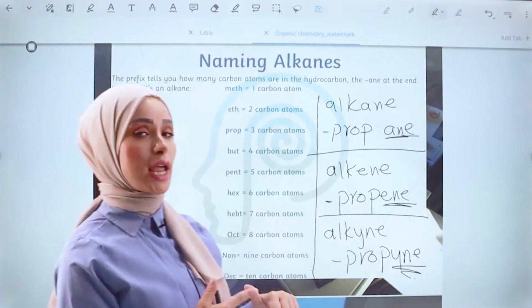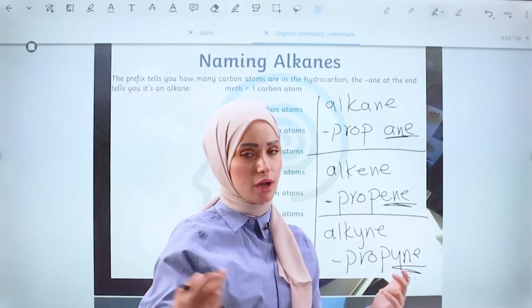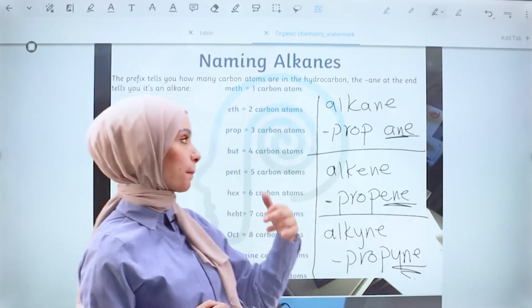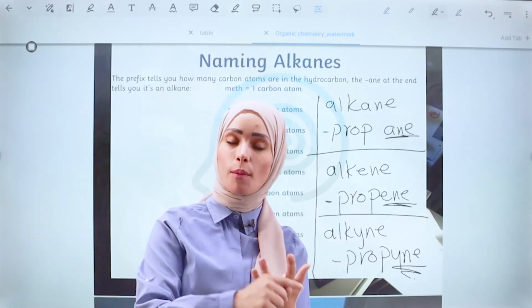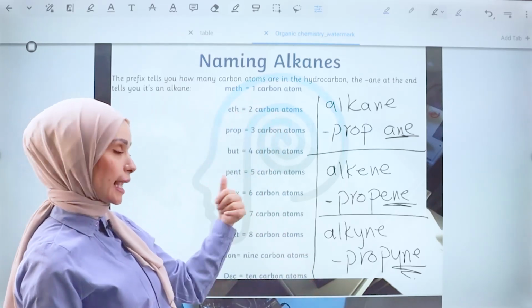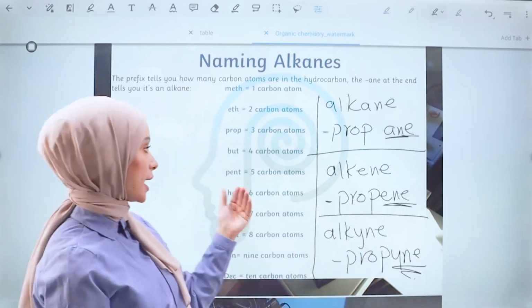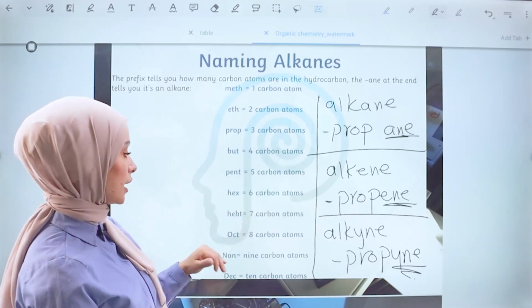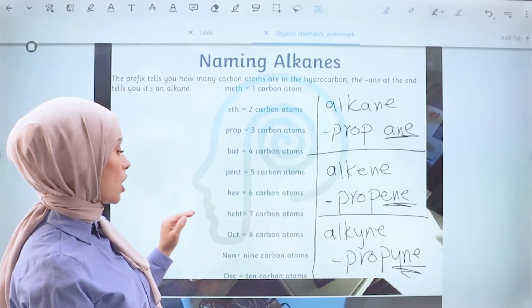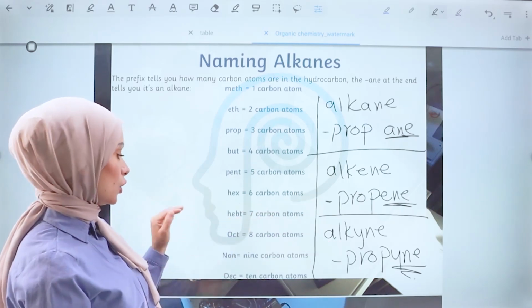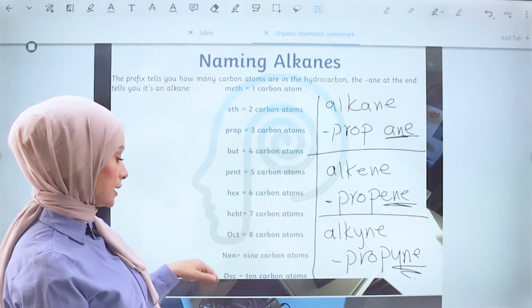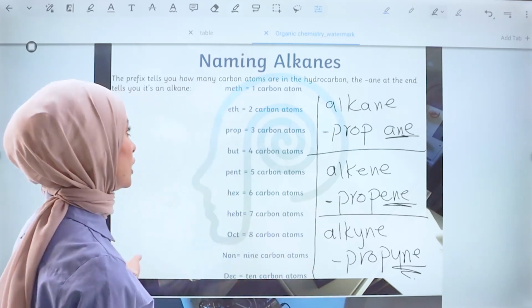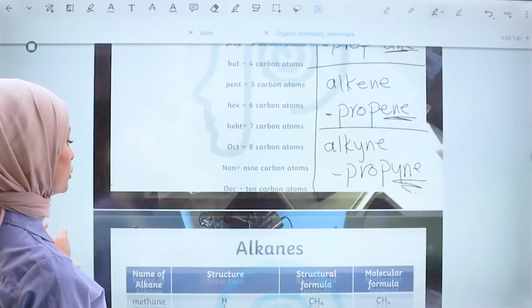So I have methane only. I don't have methene or methine for sure. I have ethane, ethene, ethine. Propane, propene, propine. Okay? Butane, butene, butine. And then I have pentane, pentene, pentine. Hexane, hexene, hexine. Heptane, heptene, heptine. Octane, octene, octine. Nonane, nonene, nonine. Decane, decene, decine, and so on. Really easy, right? This is how to name the hydrocarbons in general.